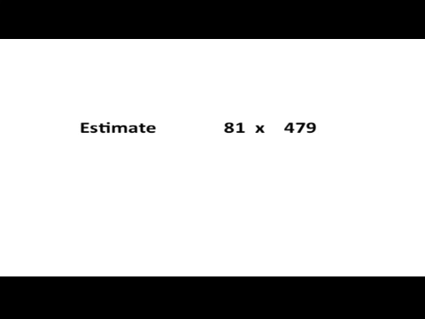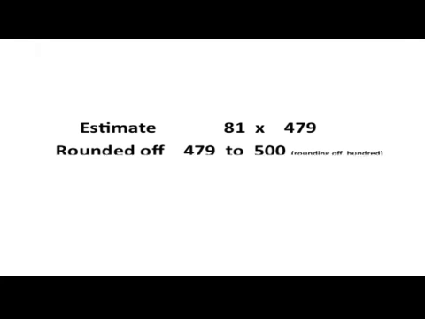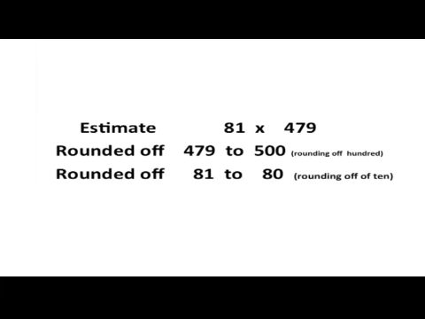Now, let us estimate 81 times 479 using this rule. We can estimate that 479 is rounded off to 500 and 81 is rounded off to 80. The estimated product is 500 times 80, which is equal to 40,000.